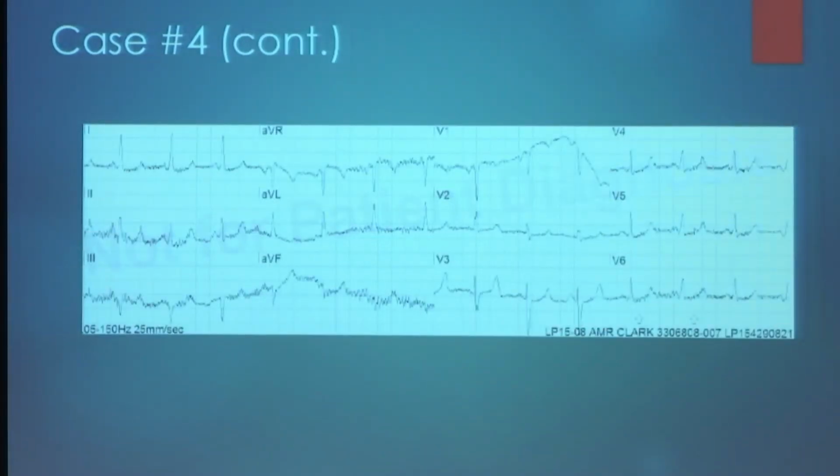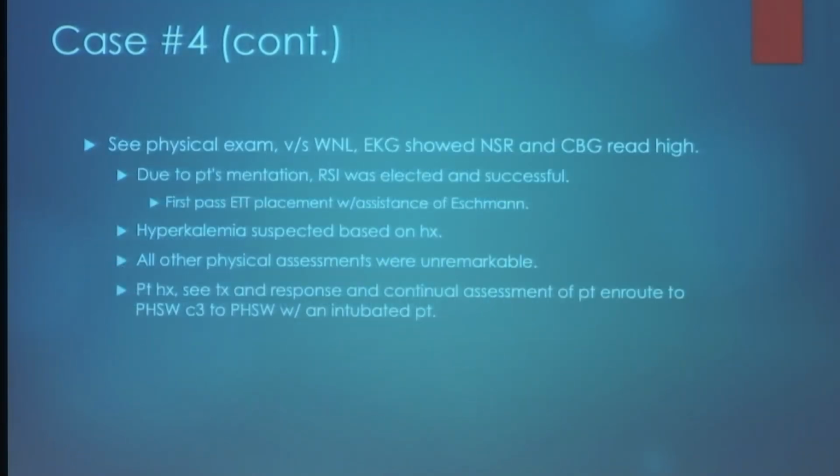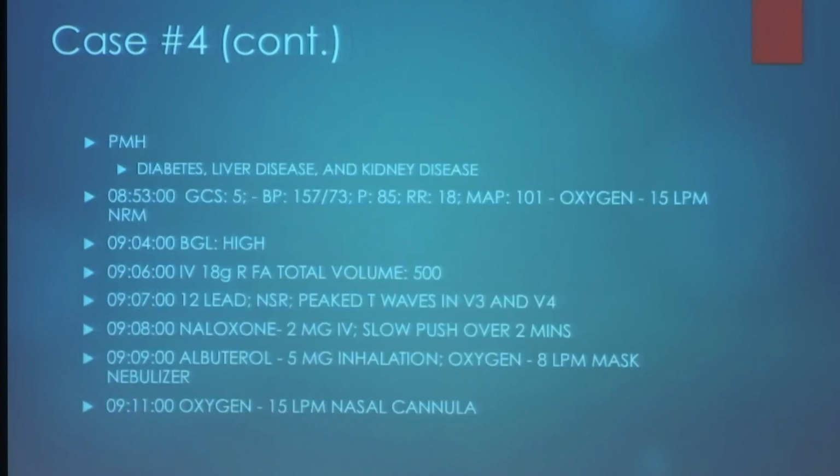There is her 12 lead. I'm not terribly impressed with peaked T waves. What on this history suggests that this was hyperkalemia? She's got a history of liver disease, and she's jaundiced. And somebody says she's got kidney disease. GCS is 5, so she's not talking.